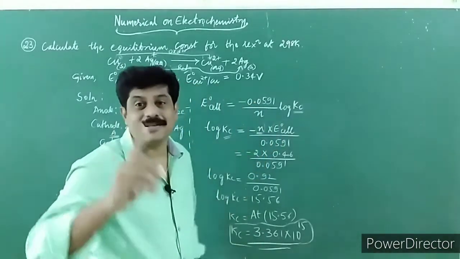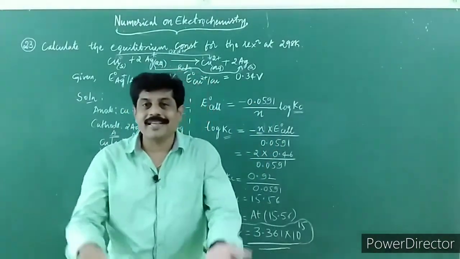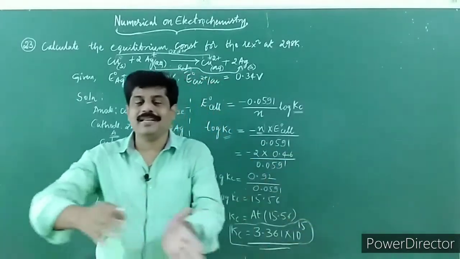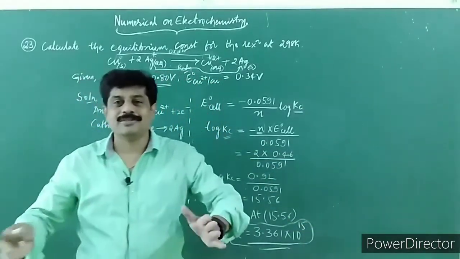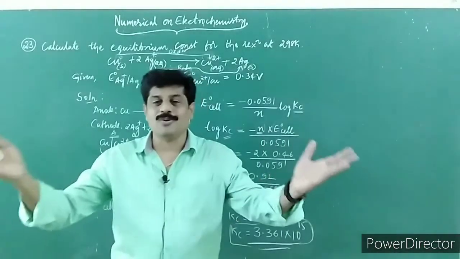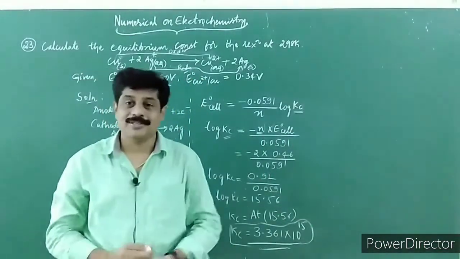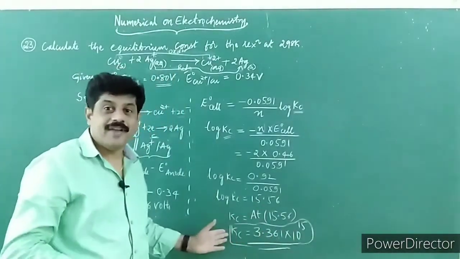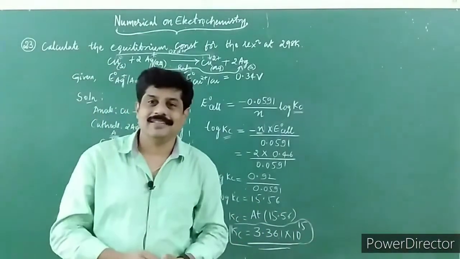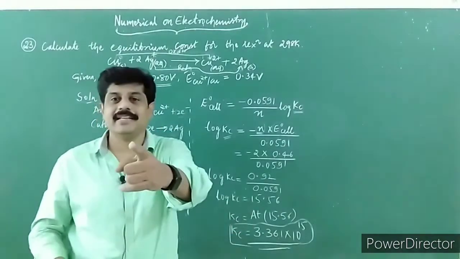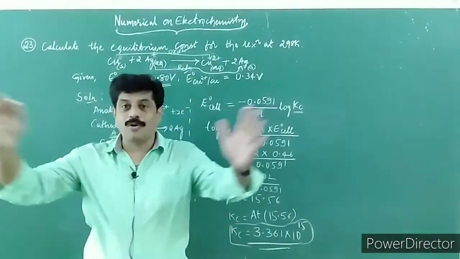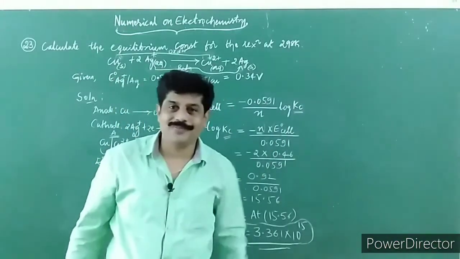Children, always remember, a larger Kc value means the reaction is proceeding in the forward direction. That means a large amount of products is going to form. Sometimes in the numerical, they may ask what the Kc value indicates. If the Kc value is very high, it indicates that the reaction is proceeding in the forward direction, so that a large amount of products is going to form.